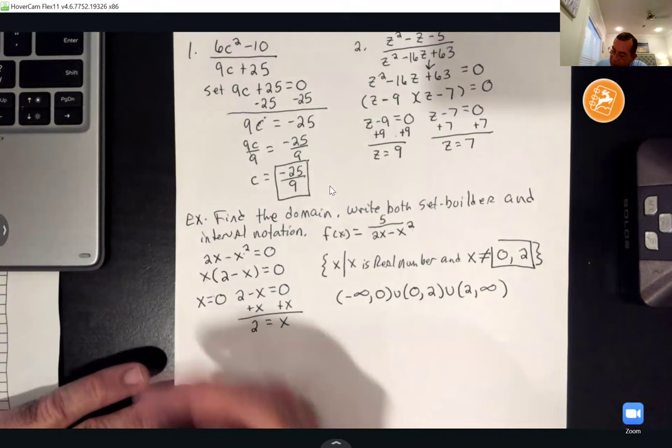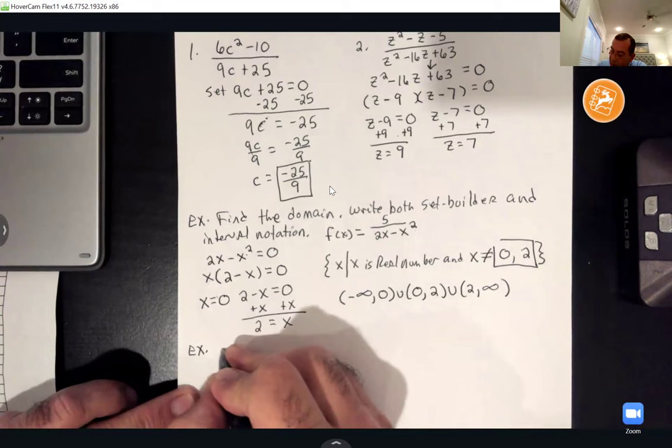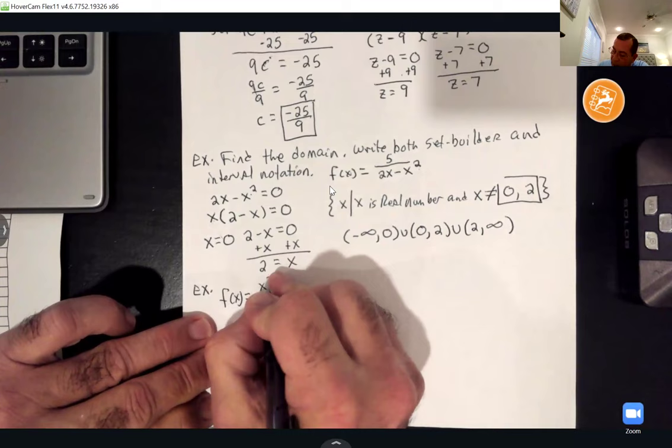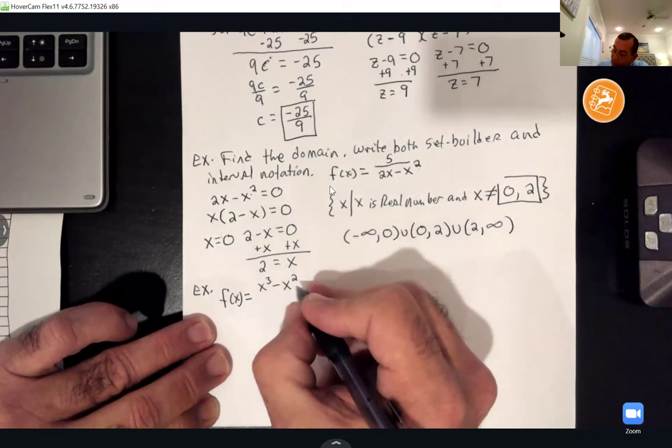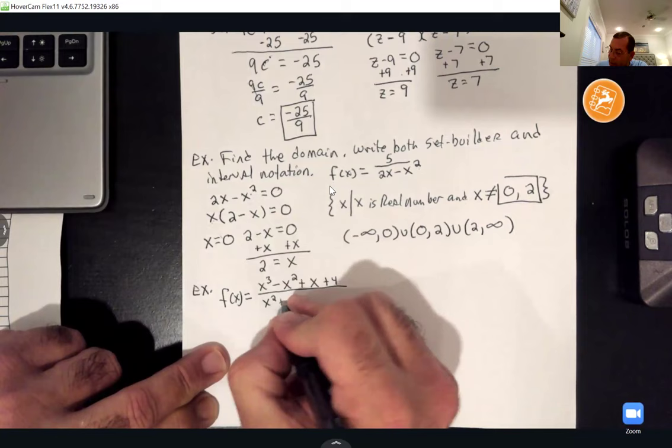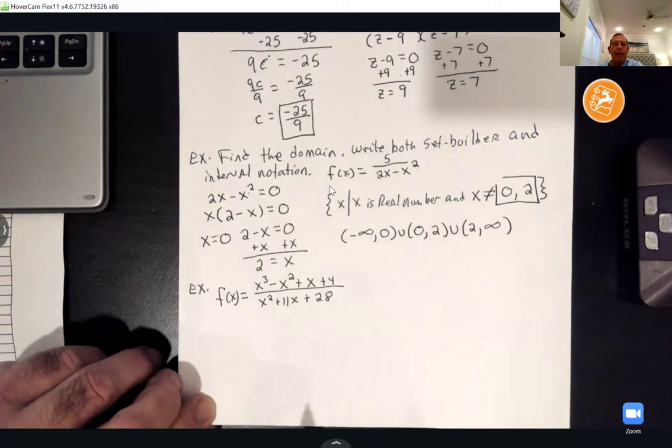Alrighty, so I'm going to do one more of these. So here we go. f of x equals (x cubed minus x squared plus ax plus 4) over (x squared plus 11x plus 28). This is big on top. Now, guess what? We don't care what they put on top.